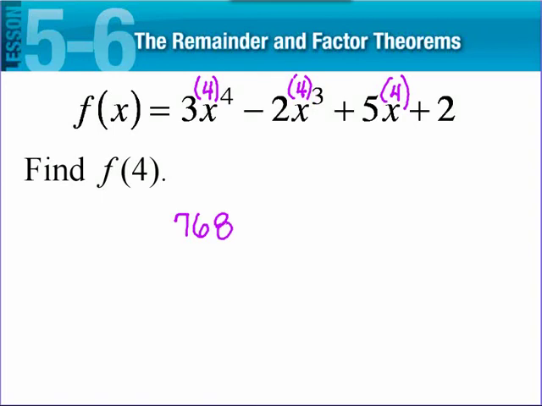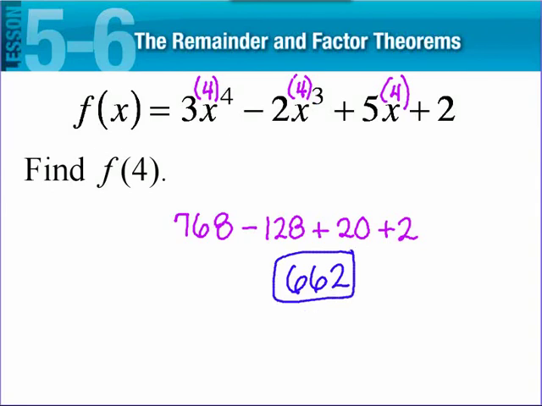Okay, so now I'm going to take 4 cubed, which is 64. I'm going to take that times 2, which is 128. I'm going to take 5 times 4, which is 20, and I'm going to go ahead and add 2 to that. So when I do that, I find out that f of 4 is actually what? Six what? 662. Good. So now that is one way to evaluate that.